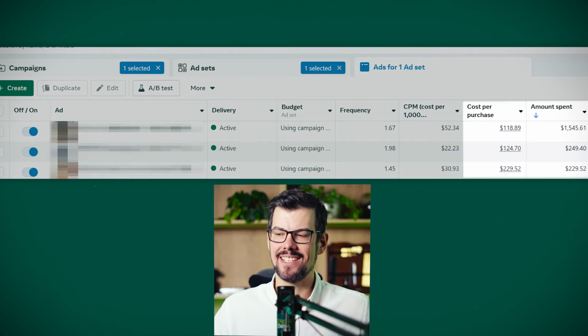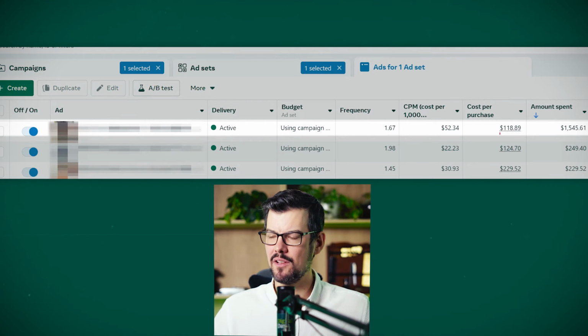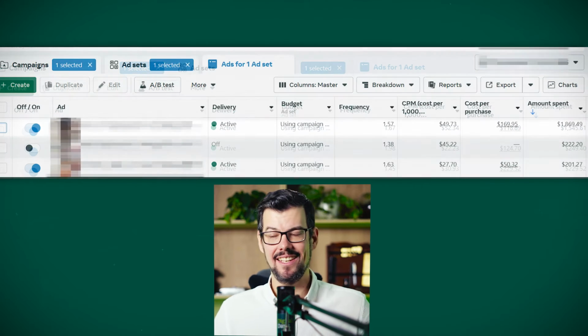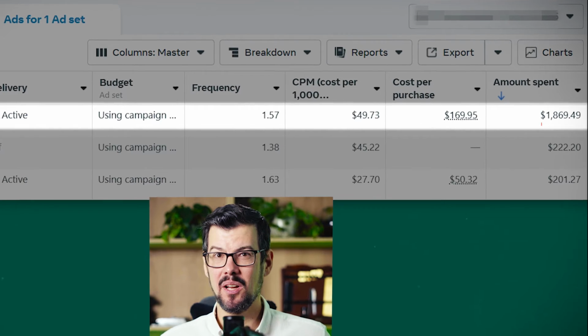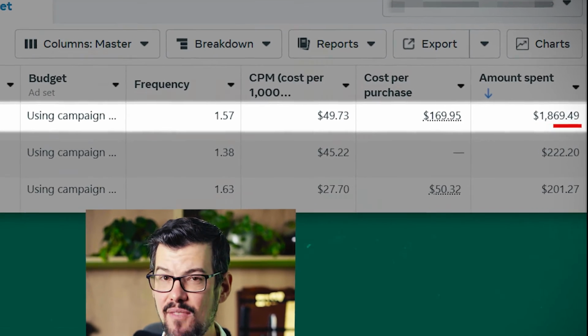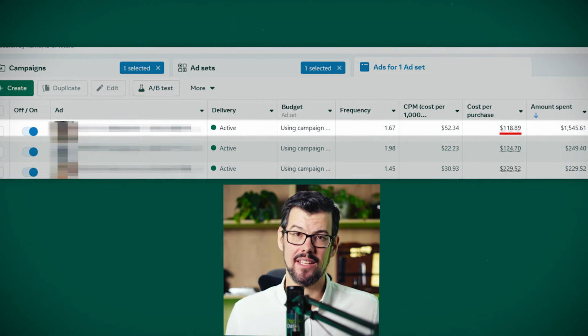Now, CPA and amount spent. The top ad has a $118 CPA. This is profitable for the brand who has a high-priced product. 7 days ago, this ad had the highest CPA of $169. Most people would have killed the ad, but I saw it was the most spent. That's Facebook telling me the ad is worth backing. And 7 days later, it's the top performer. You can't kill an ad just because the CPA is high. You need context. Look at frequency, CPM, and spend.